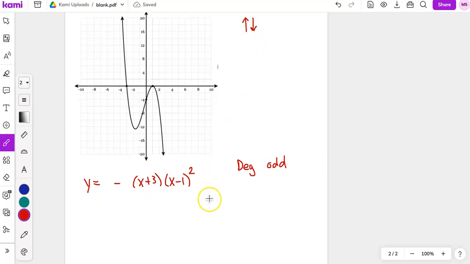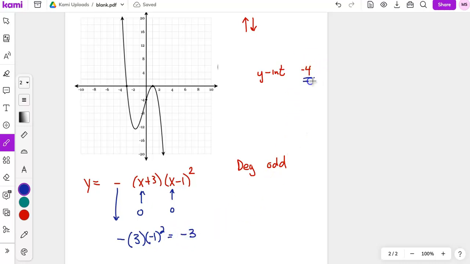Okay, so the next thing I'm going to do is look at the y-intercept. The y-intercept on our graph is -4. And let's see what we get when we plug in 0 to our function. So if I put in 0 for x here and here, I actually get, now make sure you bring down this negative, -3 times -1 squared. So that's -3.